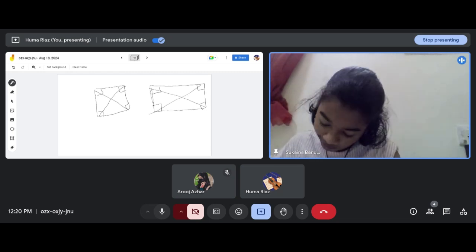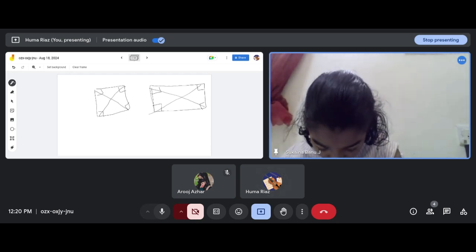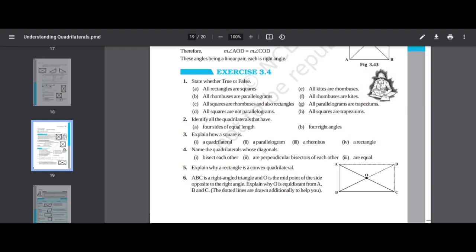So question B. I'll explain: name the quadrilaterals whose diagonals are perpendicular bisectors of each other. Rhombus and square.